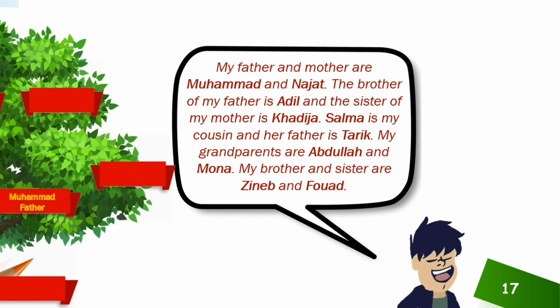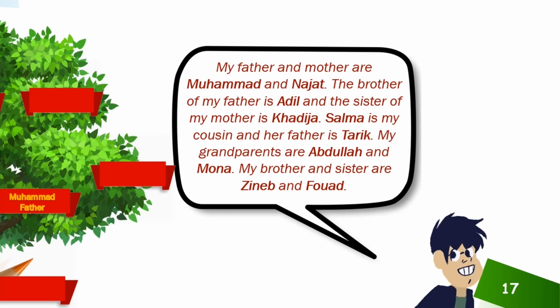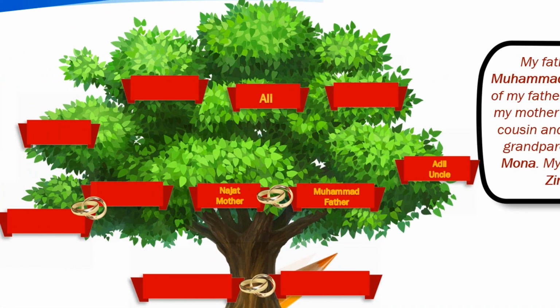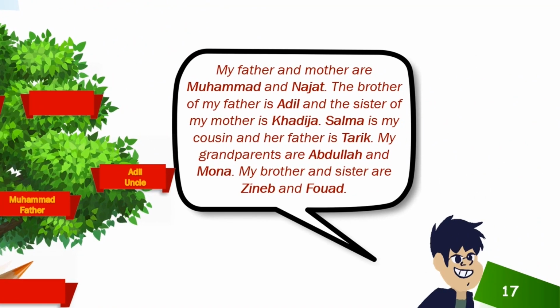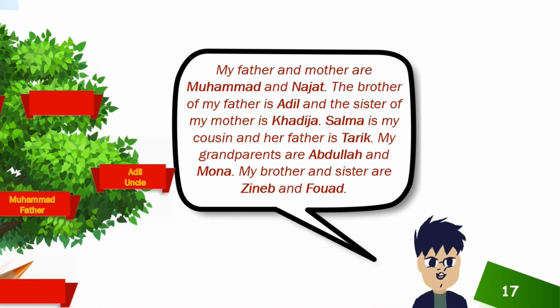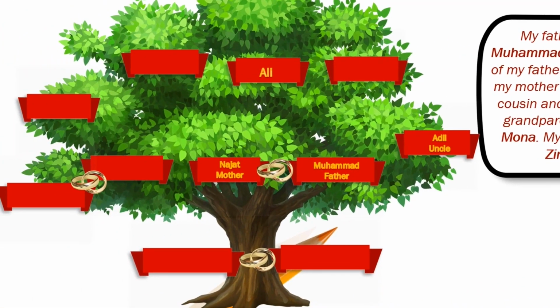The brother of my father is Adil. So the brother of the father should be next to him, and there is no wedding ring. And the sister of my mother is Khadija. Again, the sister should be next to his mother because she is her sister. She comes next to her, Khadija, and she is the aunt of Ali, because Khadija is the sister of his mother.